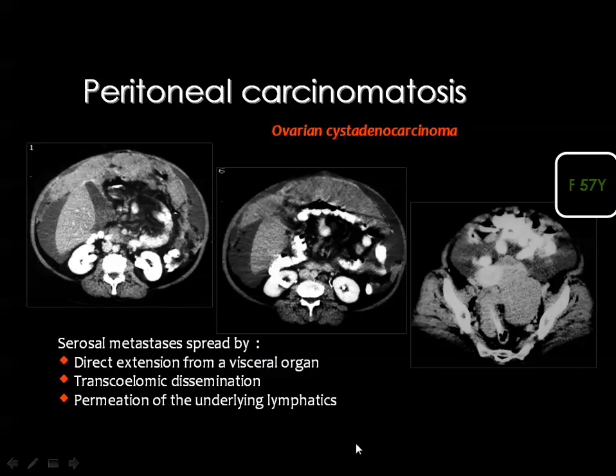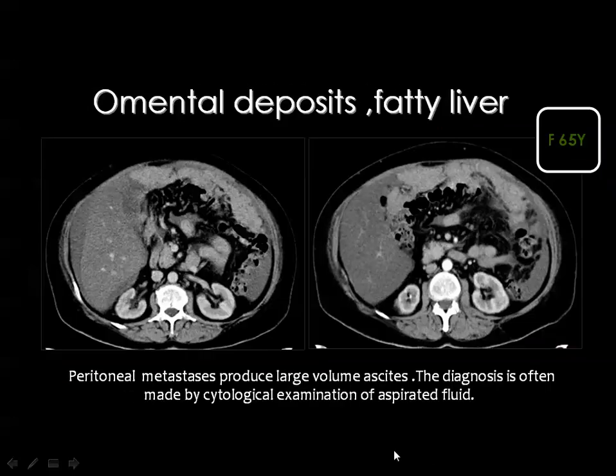And as I have mentioned, you can introduce a needle to have a biopsy confirming the diagnosis and detecting the primary lesion. This is omental deposits also, in a case where actually the primary malignancy is not verified. You see masses in the peritoneum, in the omentum, and the mass shows homogeneous enhancement with displacement of the bowel loops.